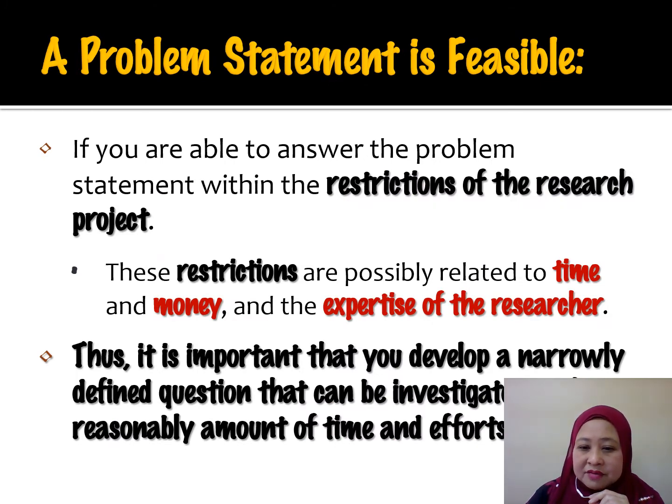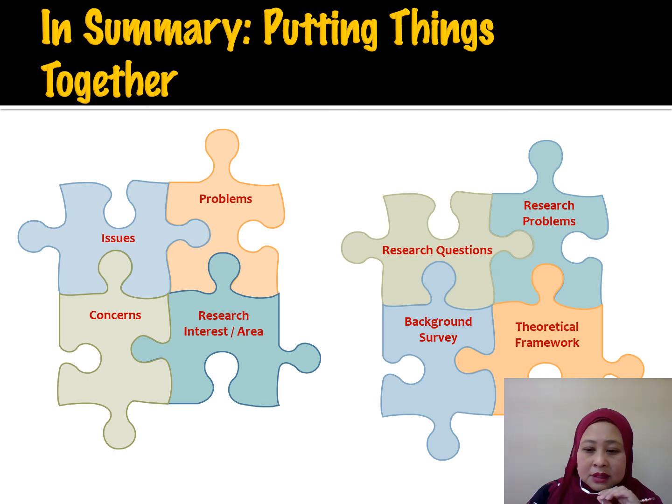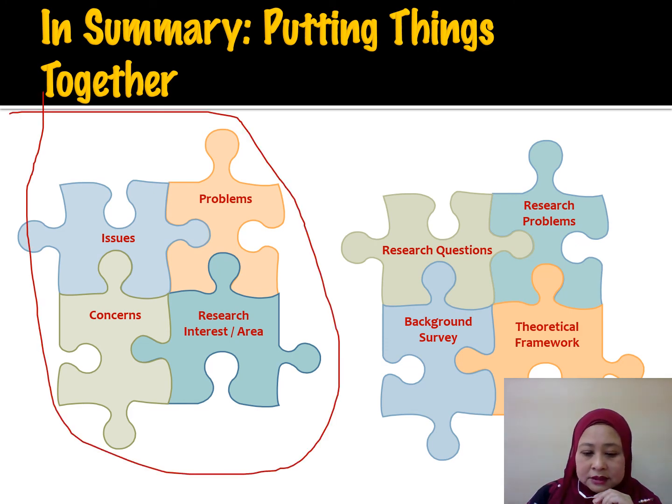So what is the meaning of feasible? Feasible means that you have no restriction on the research project, for example, time, money, and you know how to maneuver all the resources, right? And lastly, you can see that your idea would be something like this, right? And if your writing also would be like this.